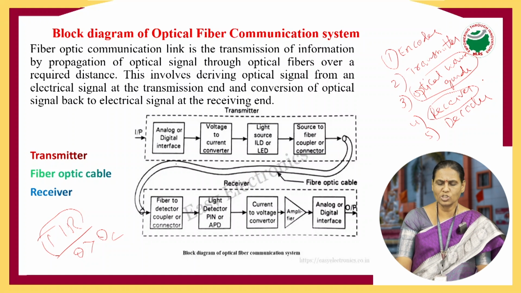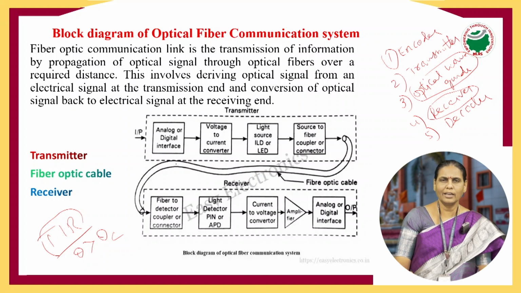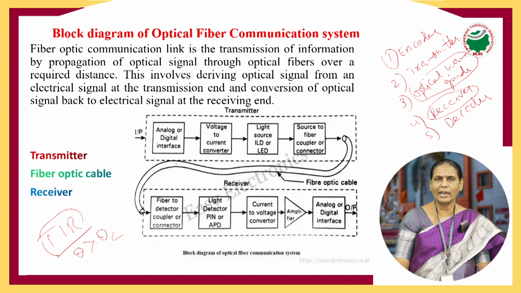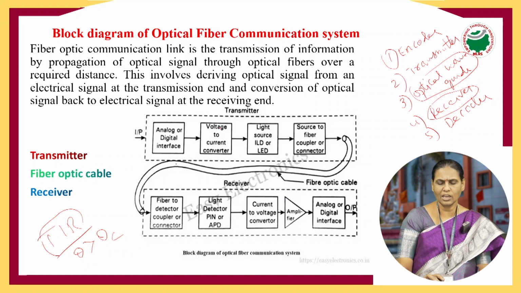Now, the receiver also consists of three main components. The first component is the light detector. Here we use two types of diodes, the pin diode or photodiode, where we can detect whether the signal coming out from the optical waveguide is correct or not. That can be checked by using the pin diode. Next, from the pin diode, we have to convert the current into voltage with a current to voltage converter, because in the transmitter we used a voltage to current converter. Now this current has to be converted to voltage, so that is present in the receiver.